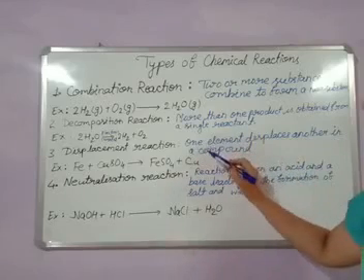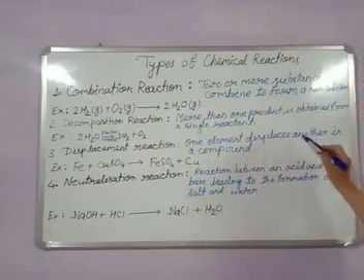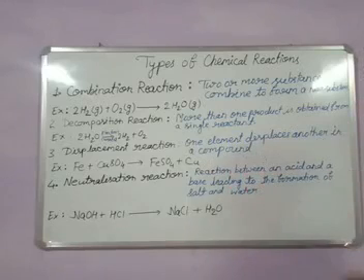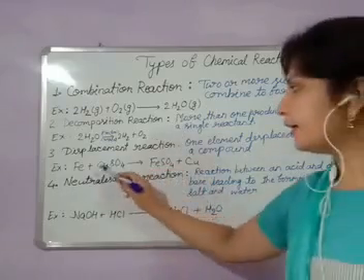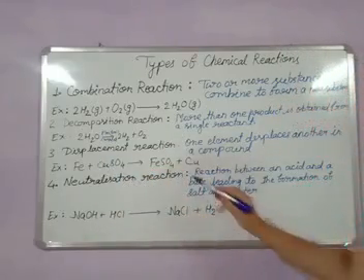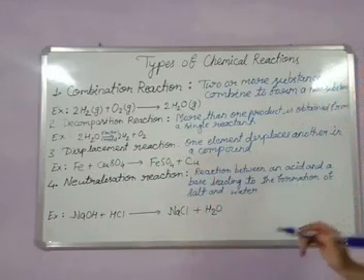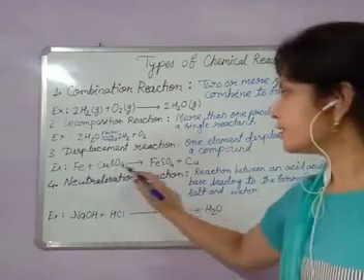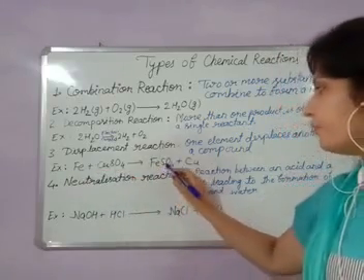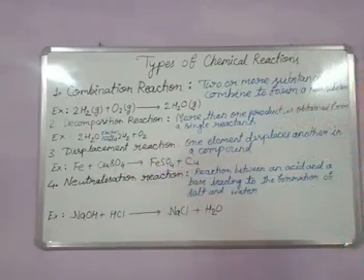Third one is displacement reaction. A chemical reaction in which one element displaces another in a compound is called displacement reaction. For example, iron react with copper sulfate, it gives ferrous sulfate solution and copper. So here you can see that iron displaces copper and form ferrous sulfate solution.